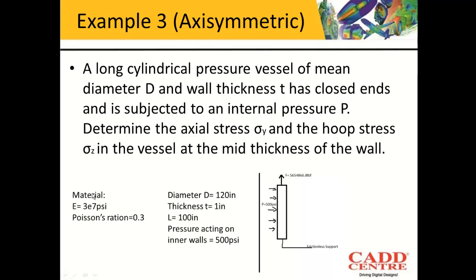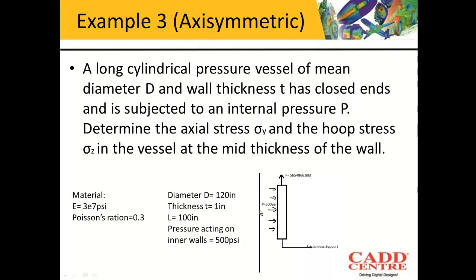The material that is going to be used for this analysis is a material that we have to create, whose Young's modulus is 3E7 psi and the Poisson's ratio is 0.3. The mean diameter that is given is 120, thickness is 1 inch, length of the pressure vessel is 100 inches, and the pressure which is acting on the inside walls is 500 psi.